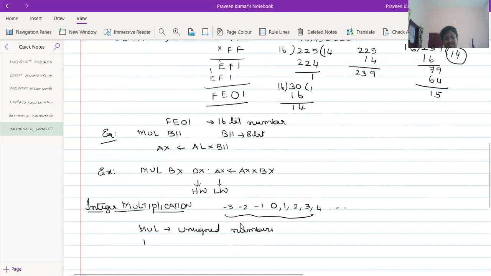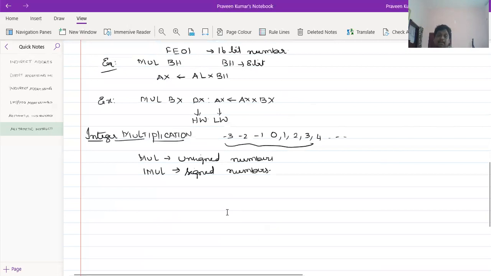For signed numbers, we use imul. So here, unlike in addition, subtraction, increment or decrement, we know that it is in two's complement form, so we made it very easy. Whether it is signed or unsigned numbers, it can be done. But in multiplication, we use two different algorithms for multiplying a signed number and an unsigned number.